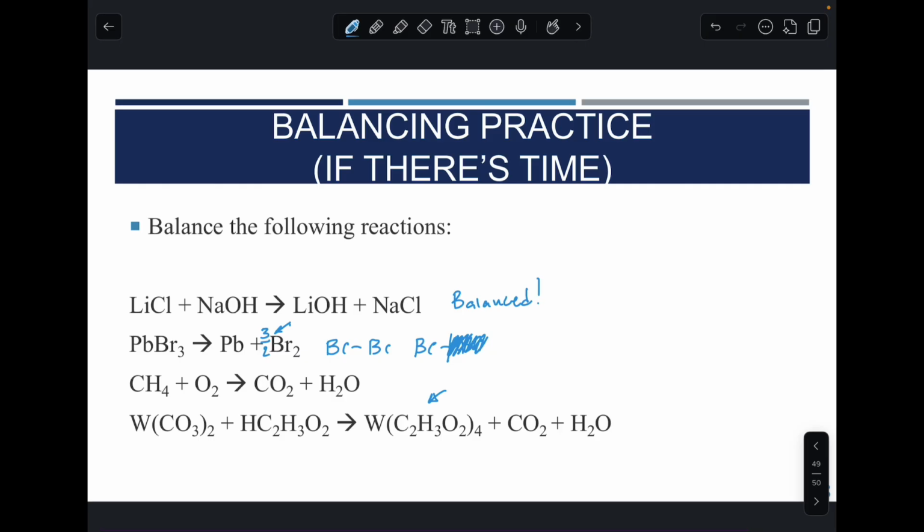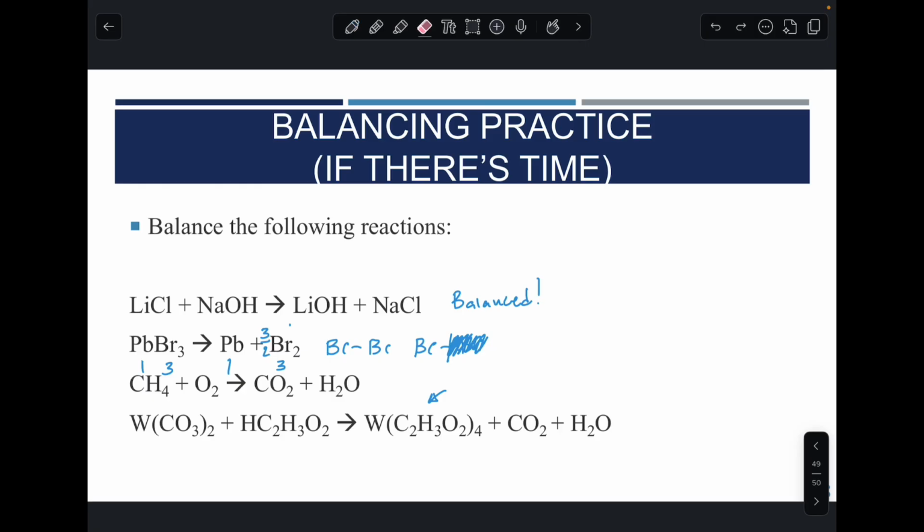So what we do to get rid of a fraction is we multiply by the denominator, and then you get a whole number. And we have to multiply everything by the denominator. But before we do, let's just count. So 3/2 of Br2, that gives us 3 bromines on this side, and there's 3 bromines on this side, and there's 1 lead, and there's 1 lead. Sometimes this works out. Now we have the correct number of atoms, we just have to deal with the fraction.